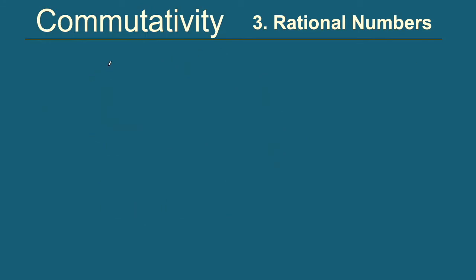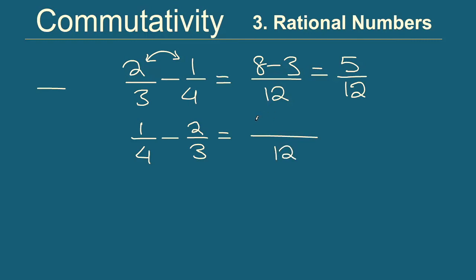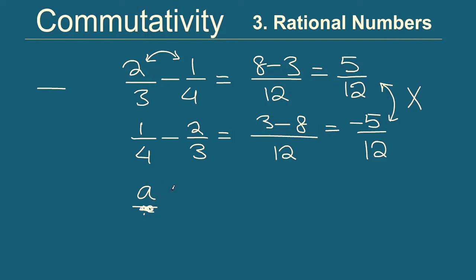What about subtraction? So our two numbers, now we're evaluating subtraction. So 2 by 3 minus 1 by 4. So let's explore this. So here we know the denominator is 12, and this will be 8 minus 3, which is simply going to be 5 over 12. Let's change it up and see what happens. So we have 1 over 4 minus 2 over 3. So denominator is 12, and this will be 3 minus 8, which will be minus 5 by 12. And these two are not equal. So we see that A and B are two rational numbers, A minus B is not equal to B minus A. And hence, for rational numbers, subtraction is not commutative.